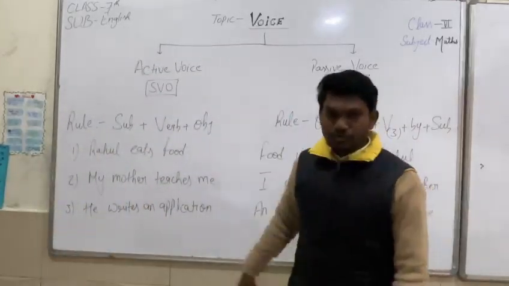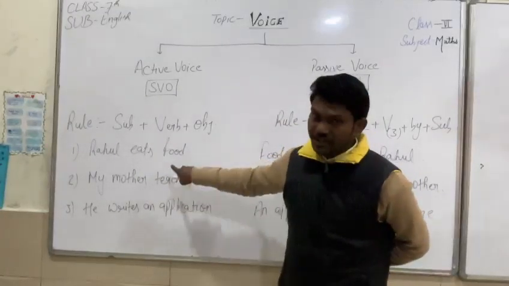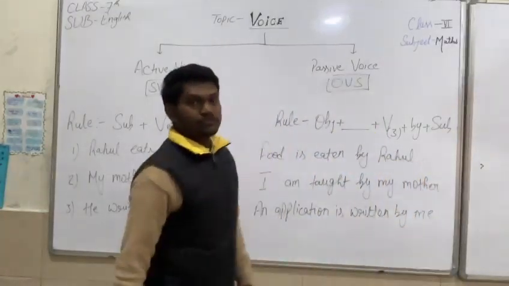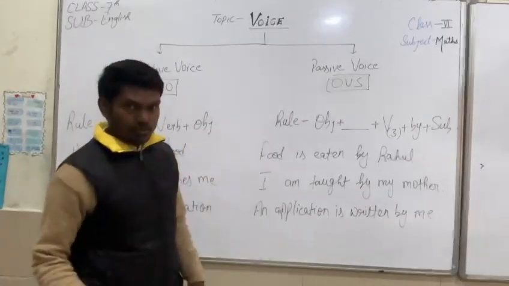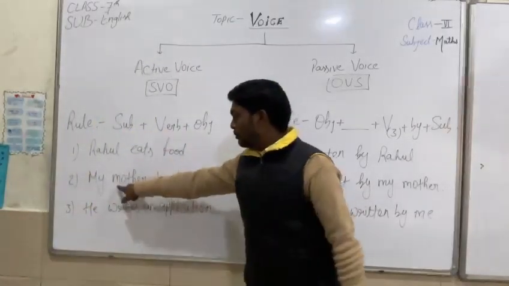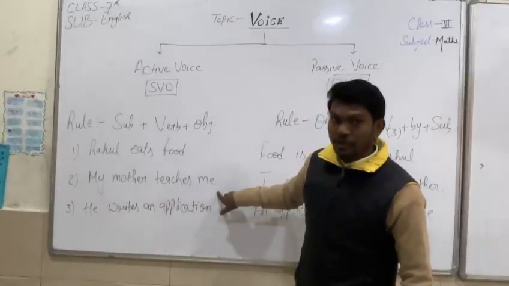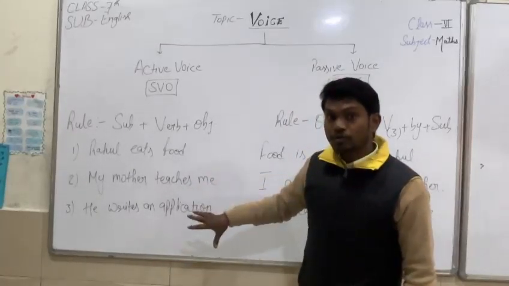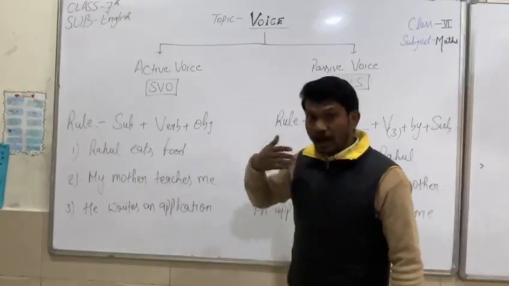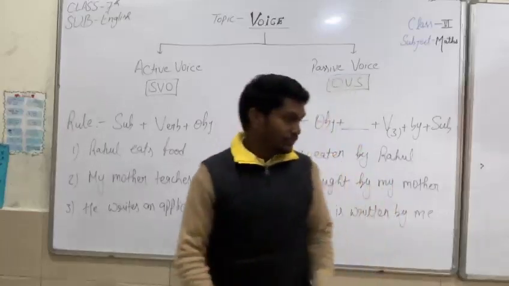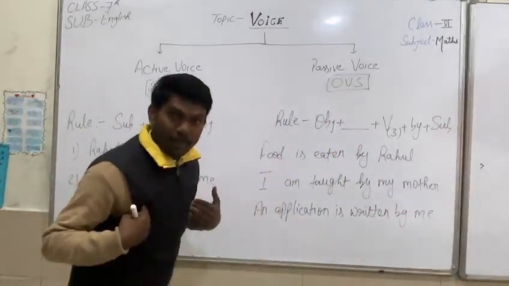Now there are some questions. The first question is "Rahul eats food," which is the active voice. Converting it into passive voice will be "Food is eaten by Rahul." The next question is "My mother teaches me." To find out the object: mother teaches whom? Mother teaches me. That is why "I" will be the object here. So, I am taught by whom? I am taught by my mother.